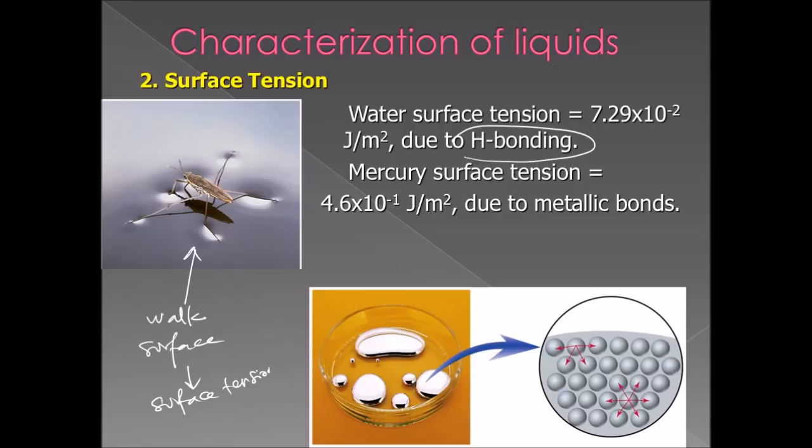Another example is mercury, whose surface tension is 4.6 × 10^-1 joule per meter square, due to the metallic bond. This metallic bond is very high, the intermolecular bond is very strong. That's why most of the mercury remains like a droplet due to its high surface tension.